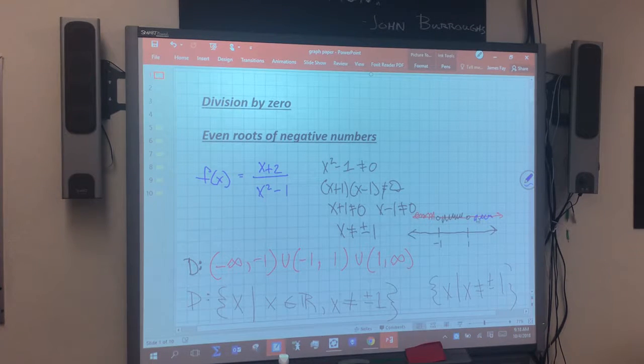So we go with that example. Let's change it a little bit. Let's change it ever so slightly. Change that to a plus sign. Okay?